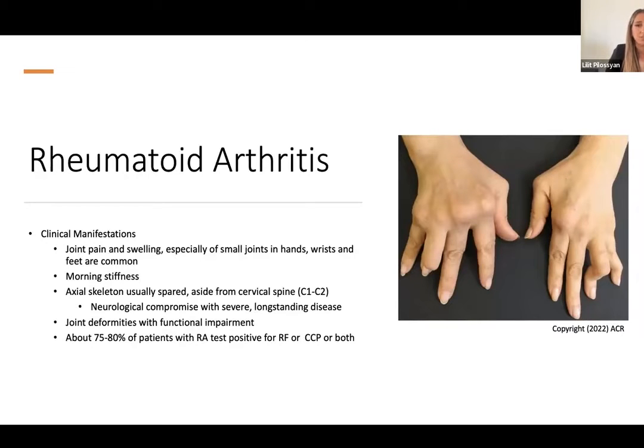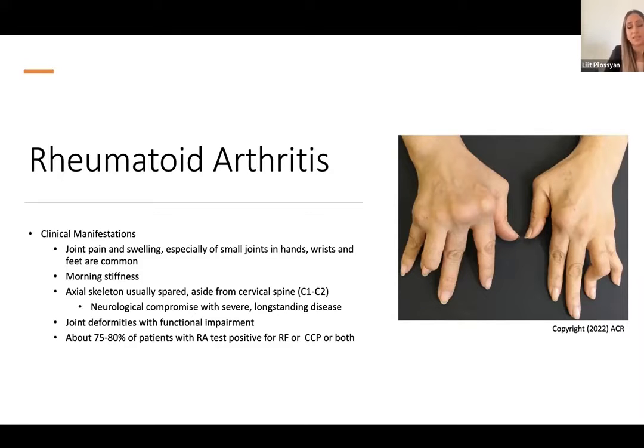So the clinical manifestations are pretty much similar to the patient we just went over. Joint pain and swelling, especially of the small joints in the hands, wrists, and feet. Usually morning stiffness lasting several hours. Usually the axial skeleton is spared, aside from the cervical spine C1, C2, and that usually happens with severe long-standing disease. If left untreated, C1, C2 rheumatoid arthritis can cause neurologic compromise. Just something to point out is how the axial skeleton is not really involved compared to other inflammatory arthritises like spondyloarthritis, where the spine can be involved. If rheumatoid arthritis is left untreated, it can definitely lead to joint deformities and functional impairment.